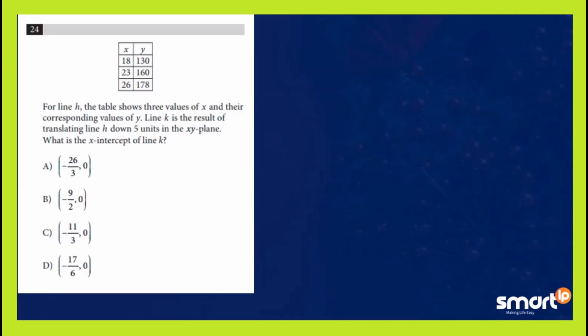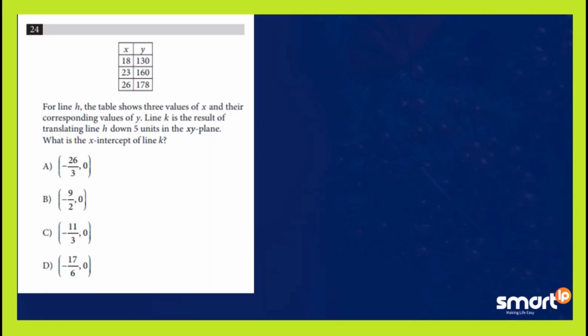Okay, we're given this question for line H. They give us a table, and the table is for line H. It has three values of x and their corresponding values of y. If you are to solve a question like this, the first thing we need to determine is the slope, the second thing is the y-intercept, and the third thing is the equation.